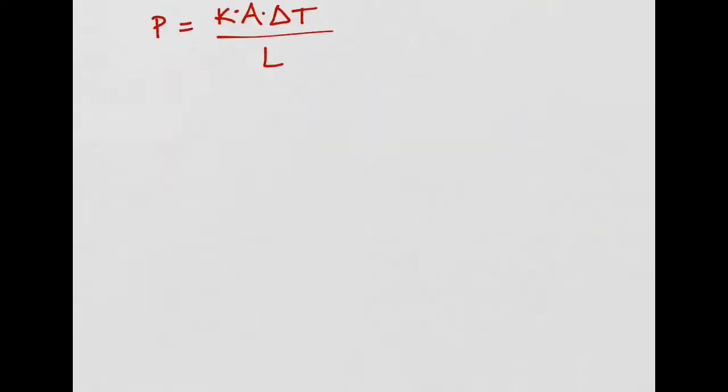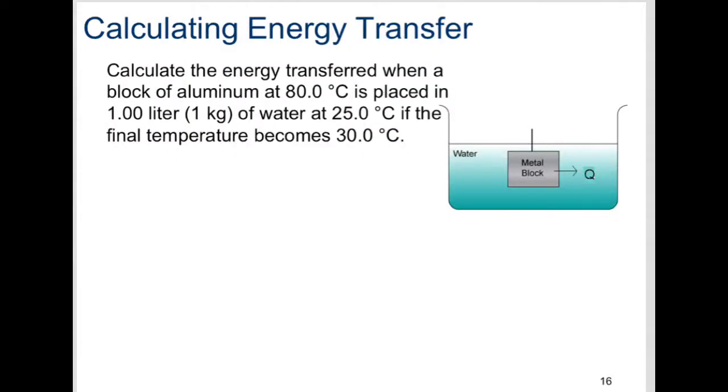So let's start with an example. Here, calculating energy transfer is the first example. Calculate the energy transferred when a block of aluminum at 80 degrees Celsius is placed in 1 liter, 1 kilogram, of water. Oh, 1 liter is 1 kilogram. There you go, there's a conversion. The water is at 25 degrees Celsius, and the final temperature becomes 30 degrees Celsius.